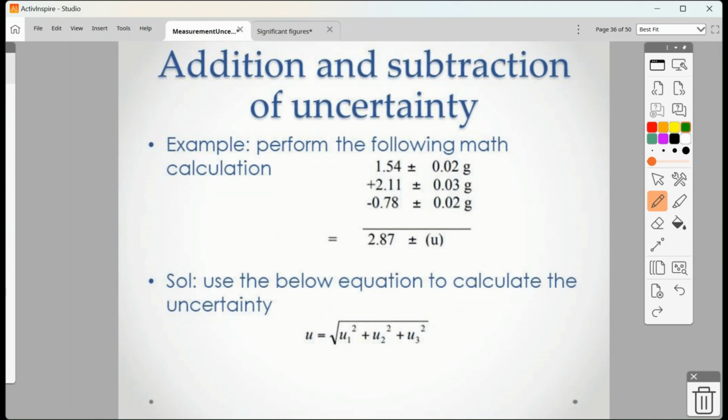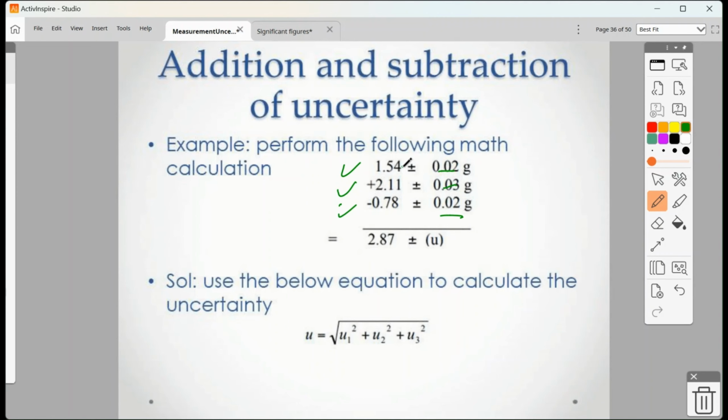Why do we need the percentage uncertainty? Because we might have different units. We will see in some examples. But let's look at this example over here. It says perform the following mass calculation. So we have 3 different measurements here, 1, 2, 3, with their uncertainties. I have 3 different uncertainties.